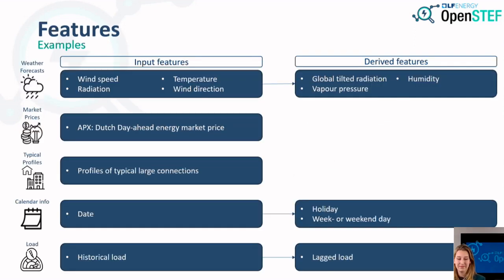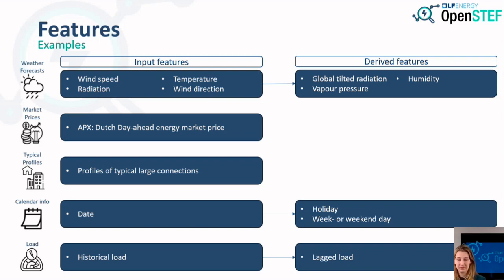But I talked a lot about features, and maybe it's a good idea to explain a bit more what features actually are. So for example, the input features you provide in the category of weather forecast can be wind speed or temperature or solar radiation or wind direction. And then OpenStef will automatically derive some features from this, such as the global tilted radiation, humidity or vapor pressure, as these are apparently all good predictors for predicting the load on the grid.